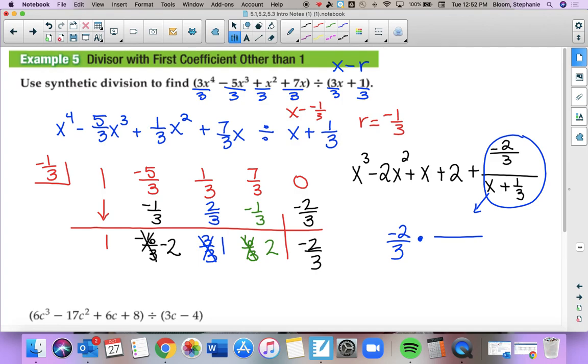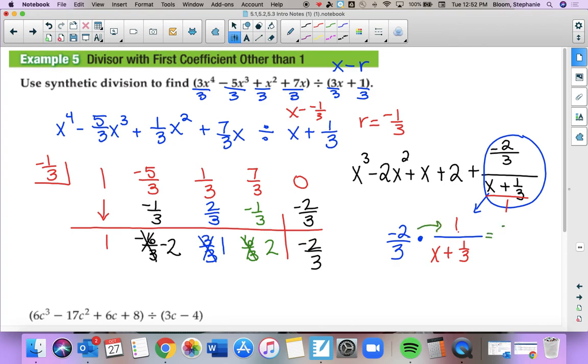Flip the bottom. So what would this look like if I flipped it? Look at this as one whole thing. If I wanted to make that a fraction, what would this look like if that whole thing was a fraction? Yes, all of that would be over 1. So if I flip it, what's it going to look like? Yes. Okay, then we're just going to distribute.